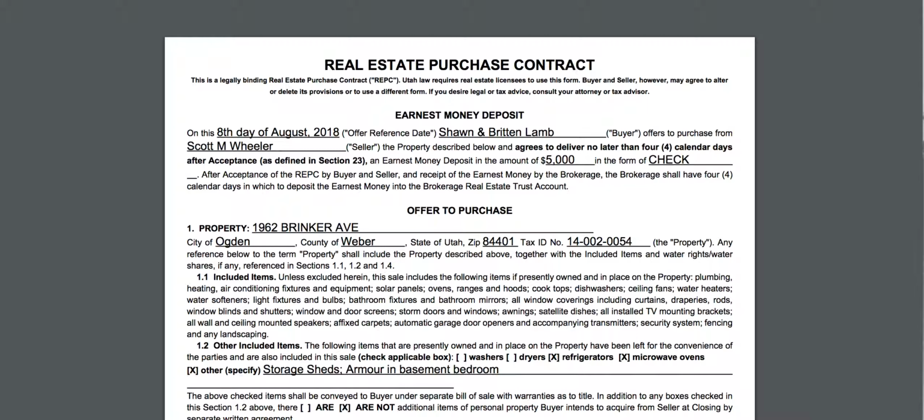The property described below, and agrees to deliver no later than 4 calendar days after acceptance. Now keep in mind that calendar days do include Saturdays, Sundays, and holidays. Earnest money in the amount of whatever you and your clients agree to. Obviously, we put $5,000 down on this one, and that is because we were in a multiple offers scenario, and these guys were planning to put down 20% anyway, and they wanted to look really strong to the seller, so they put down $5,000, which is still obviously their money and going to go towards their down payment.